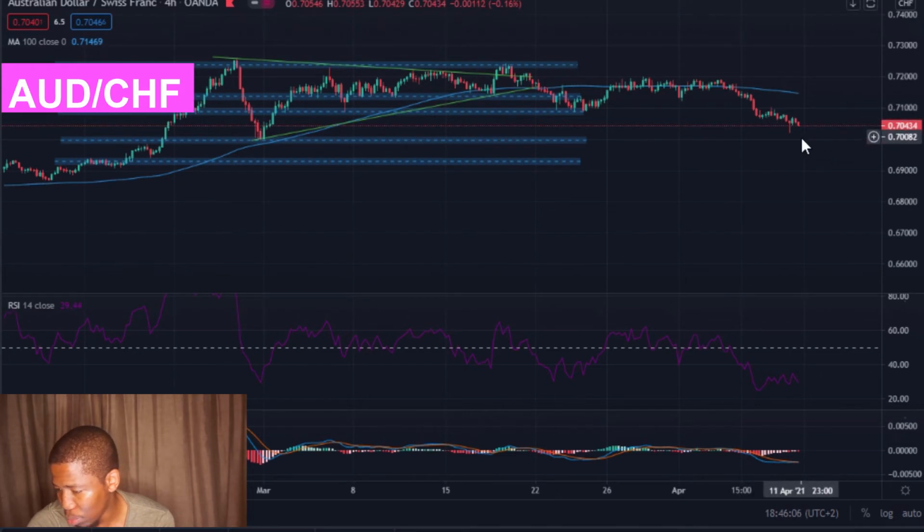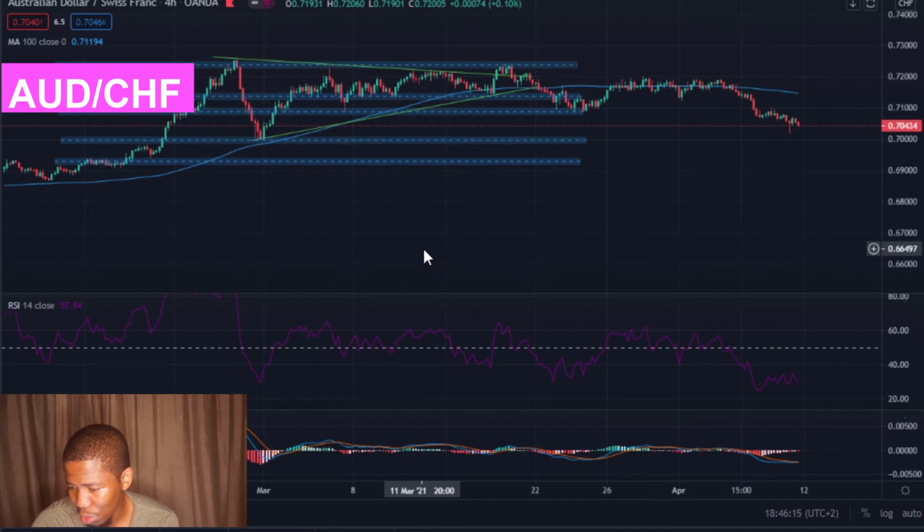Selling opportunities up until about the 0.7 line, and then that's about it, guys. I'm not going to be looking for anything further than that.